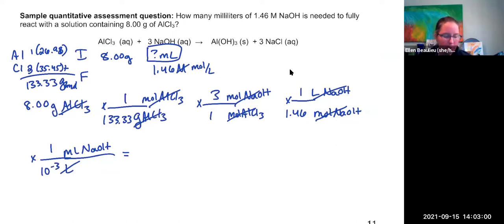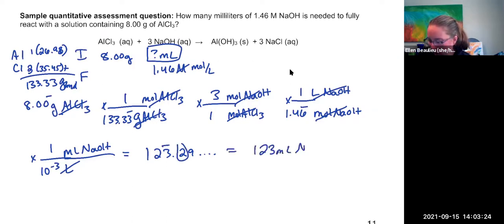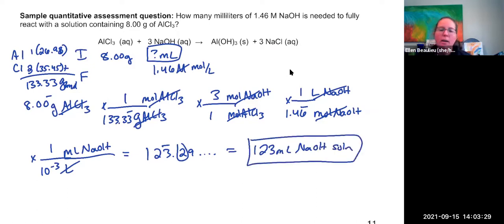I can plug in 8 divided by 133.33, times 3 divided by 1.46 divided by e to the negative 3. And I got 123.29 something, something, something. 3 sig figs, 5 sig figs, 3 sig figs. I can have 3. I need 123 milliliters of that sodium hydroxide solution to fully react with that amount of aluminum chloride.